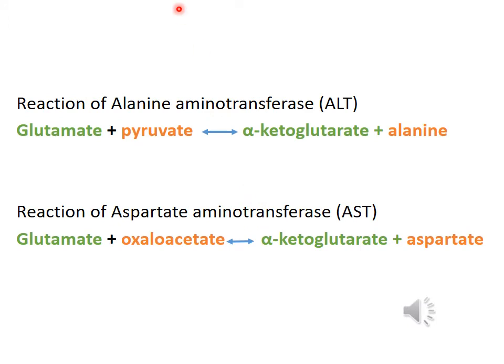We will quickly just revise the reaction which is catalyzed by these enzymes. ALT, alanine aminotransferase, catalyzes the reaction of glutamate with pyruvate with the formation of alpha ketoglutarate and alanine. You see the colors green and orange I have used? The enzyme ALT transfers amino group from glutamate to pyruvate. Glutamate becomes alpha ketoglutarate, pyruvate becomes alanine. Reaction of AST, glutamate plus oxaloacetate. Glutamate becomes ketoglutarate, oxaloacetate becomes aspartate.